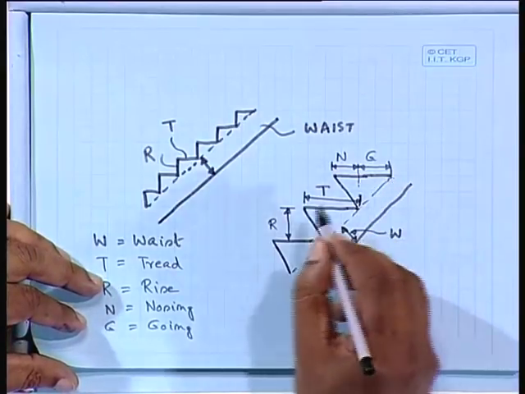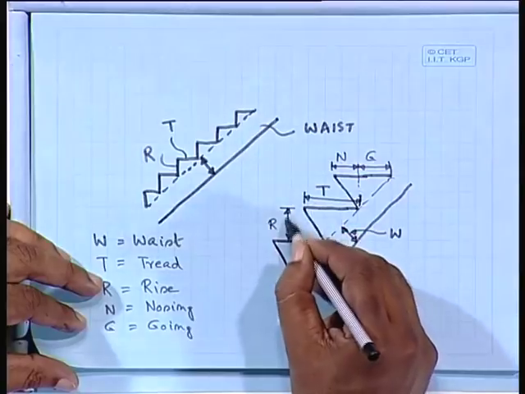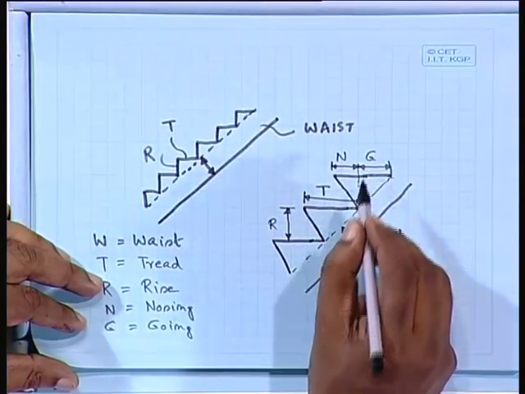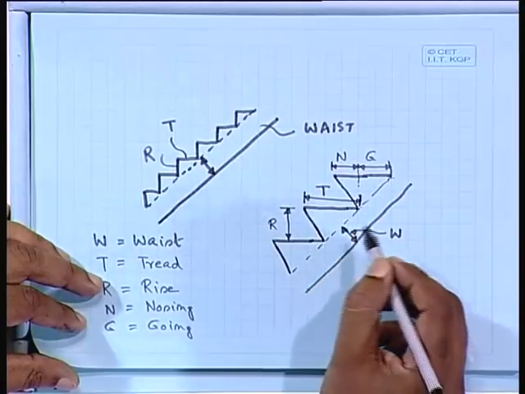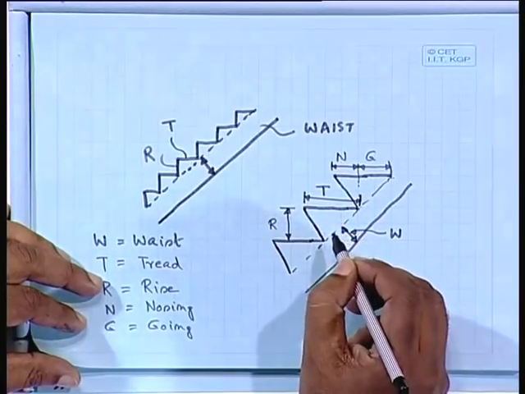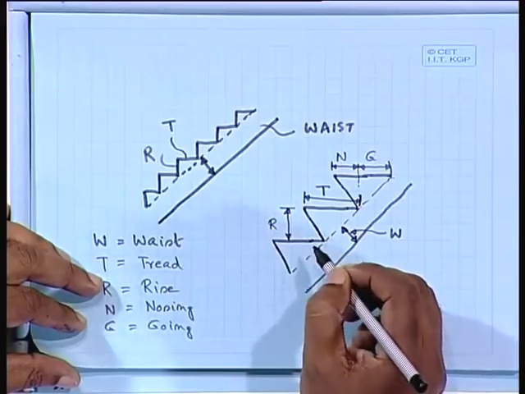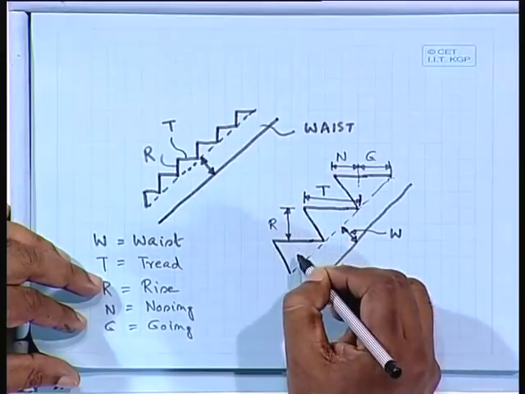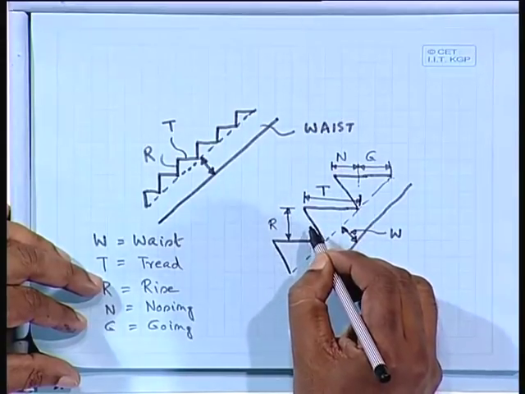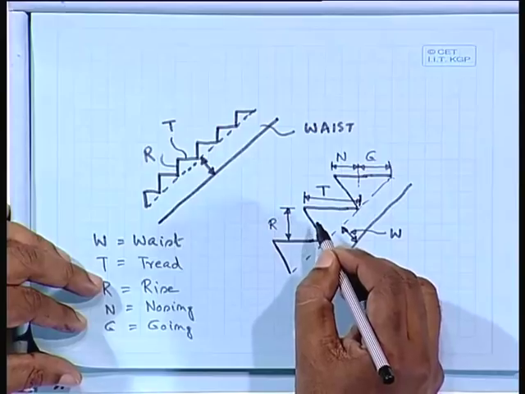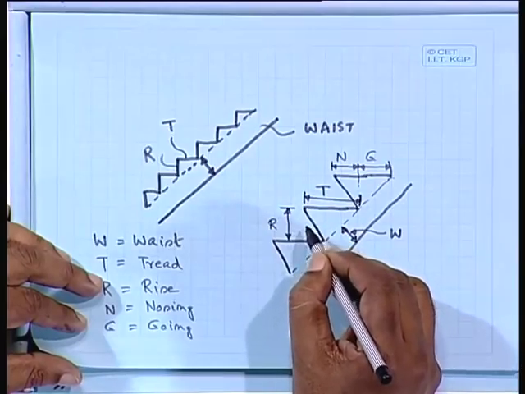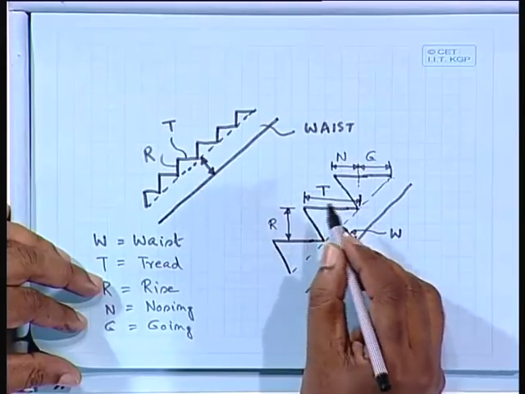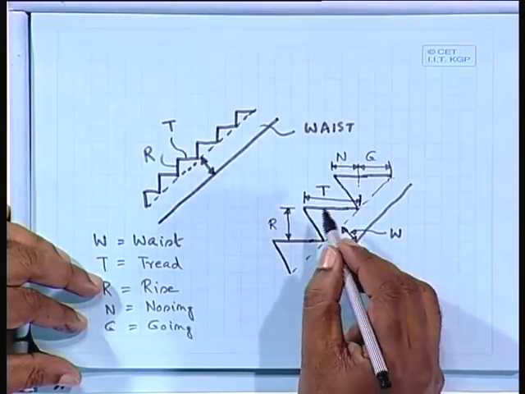So, now the first question arises: what is the dimension of this rise, tread, nosing, going? That is the first thing we have. Generally, in a public building we make the rise maybe 150 millimeter, whereas in a residential building or factory building we can increase it a little bit, say 160 or 175 millimeter.